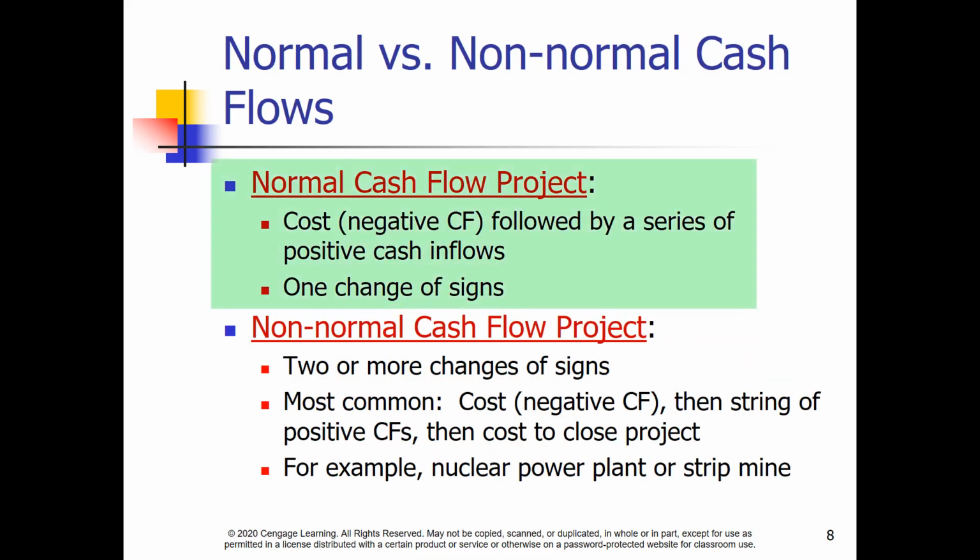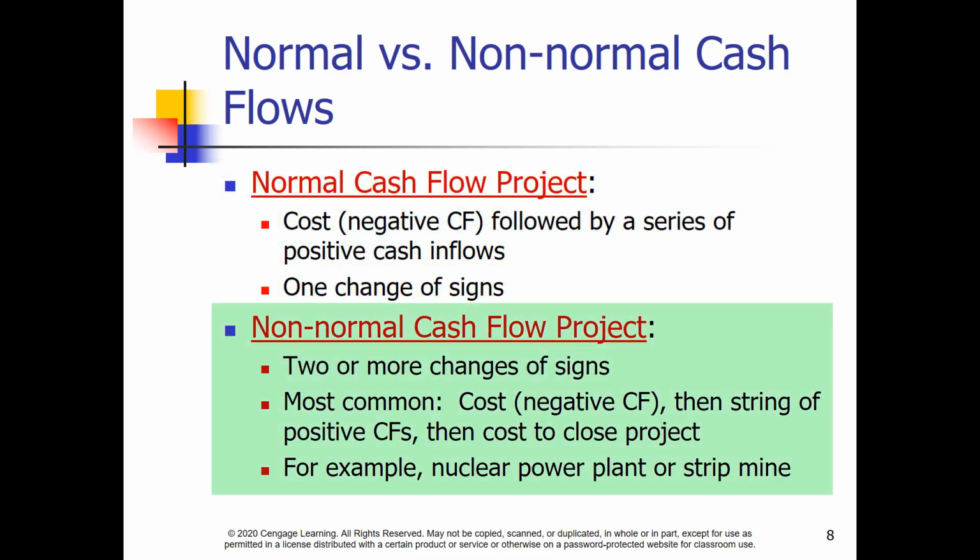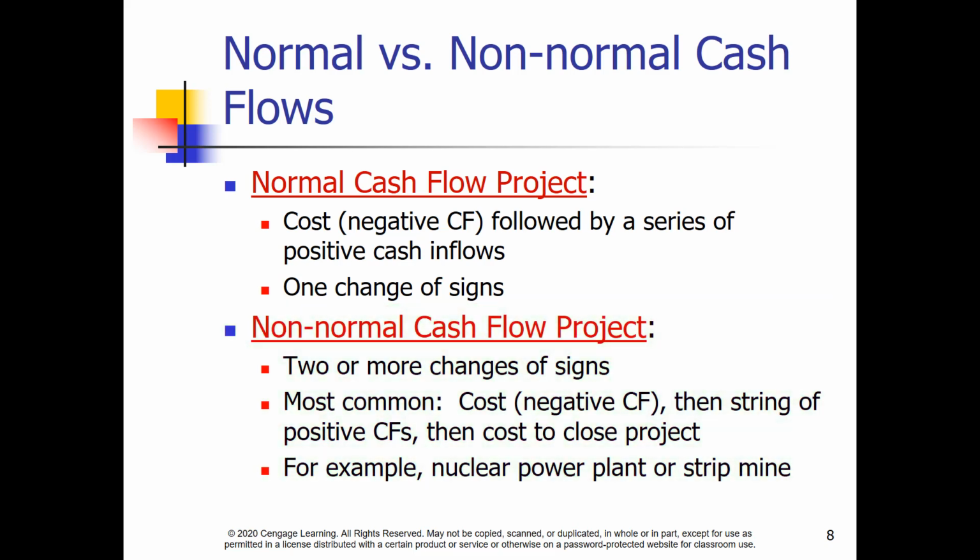Most projects will have what are termed normal cash flows, meaning a cost or negative outflow in year 0, followed by a series of positive inflows for the rest of the project's life. Non-normal cash flows involve more than one sign change, meaning more than one negative cash flow over the life of the project. Examples include a nuclear power plant or a strip mine. We'll look at one of the examples in this chapter.